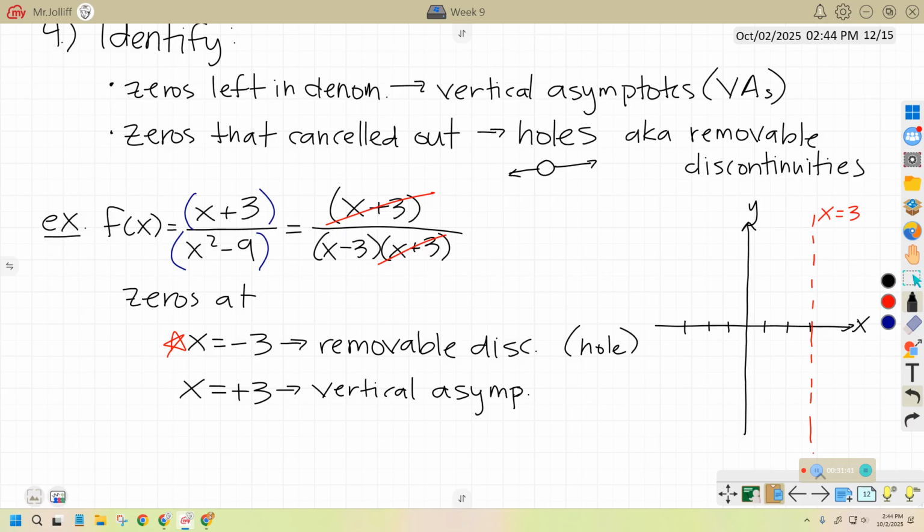And I'm assuming your graph looks something like this, with a hole that should be right here that did not show on your calculator. Yes? I see some nodding. Good. Vertical asymptotes help us suss out what our graph's going to look like. Let's try another one.